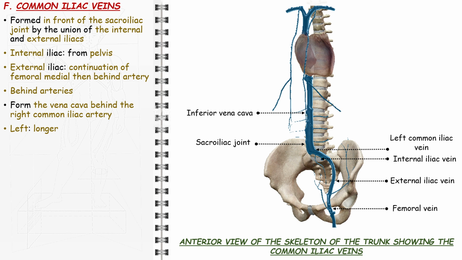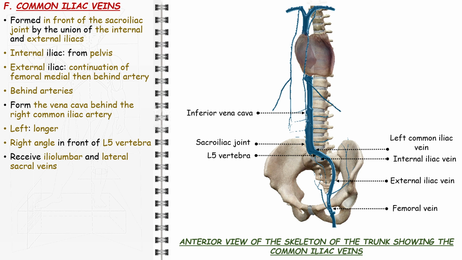It joins its fellow almost at a right angle after bulging forwards across the body of L5 vertebra and is often compressed by the overlying artery. Each common iliac vein receives iliolumbar and perhaps lateral sacral veins, while the left usually receives the median sacral vein which lies on the right of the corresponding artery.